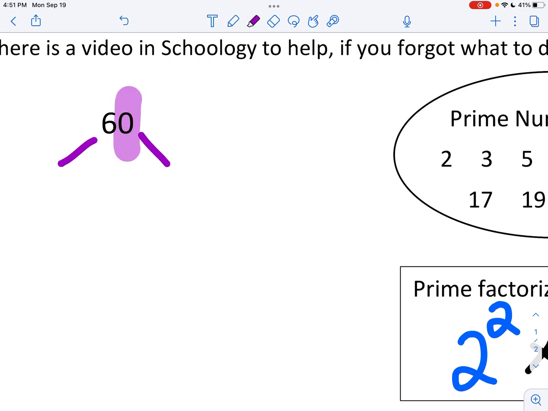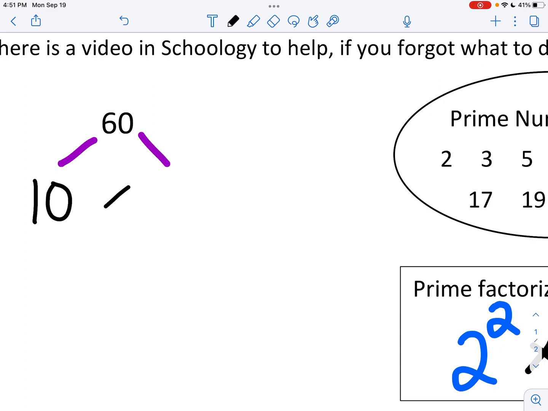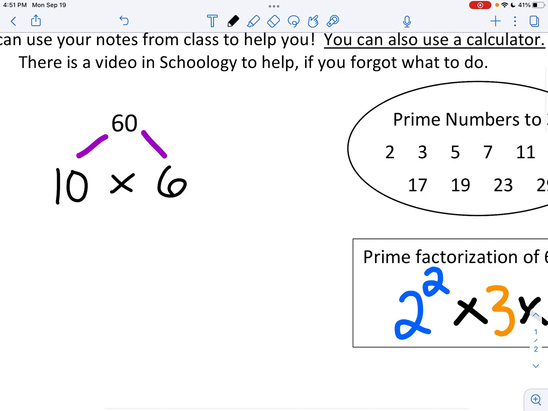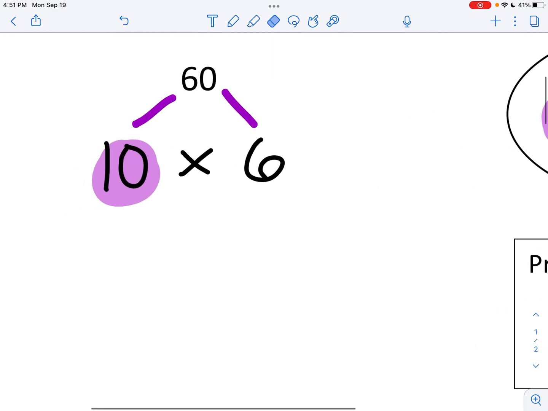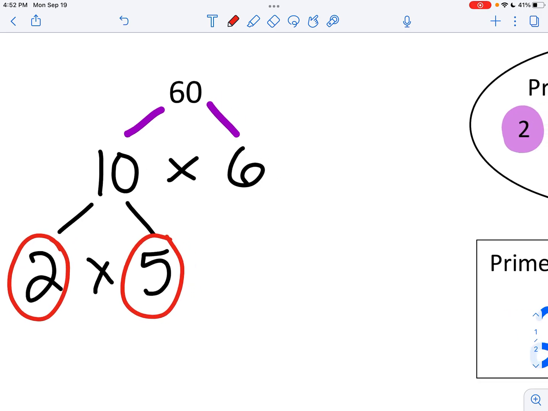I see that 60 ends in 0. And I know from my divisibility rules that that means it's 10. 10 times 6 will get me to 60. Now I'm going to try to break this 10 into some prime numbers. So I see that 2 is a prime number. So I'm going to break 10 into 2 times 5. And they are both prime numbers. So I'll circle them, 2 times 5.